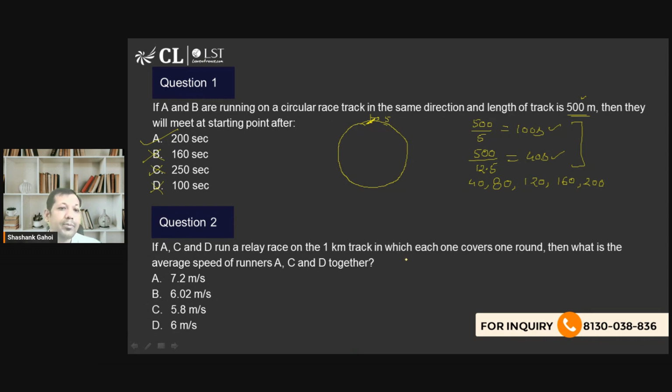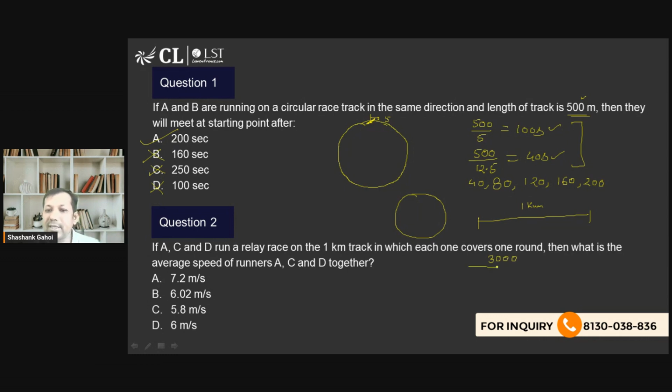Now let's see: A, C, and D run a relay race on the track in which each one of them covers one round. Sorry, it's a relay race. So basically, all three of them are going to cover 1 kilometer. Then what is the average speed of the runners? So basically what is going to happen? A is going to cover 1 kilometer, C is going to cover 1 kilometer, D is going to cover 1 kilometer. So all three of them together are going to cover 3 kilometers. So 3 kilometers is 3000 meters.